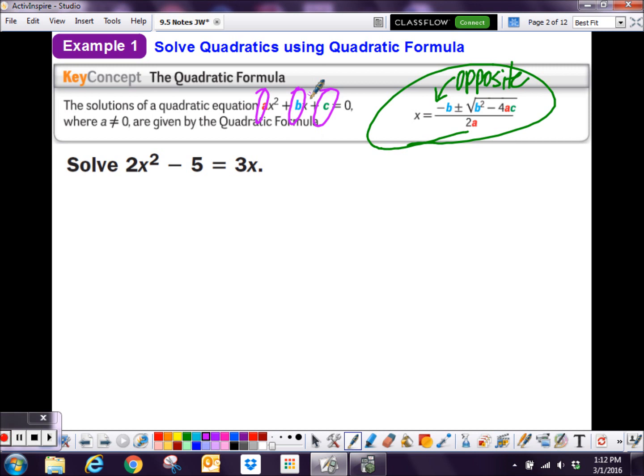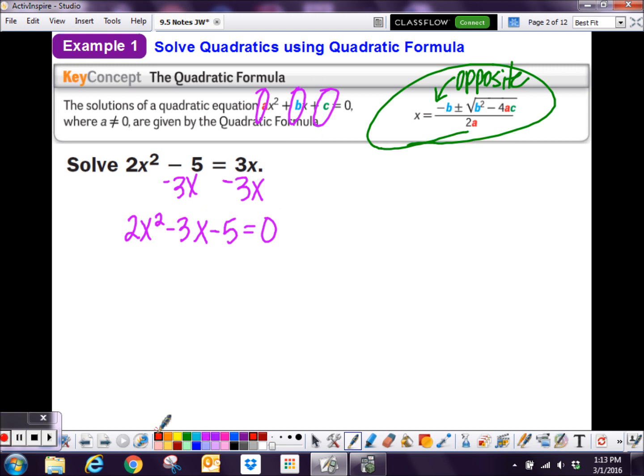All right, so let's look at this. We have solve 2x squared minus 5 equals 3x. We're going to have to move this 3x over, so subtract it before we do anything. We still have to get it set equal to 0 first. So that gives me 2x squared minus 3x minus 5 equal to 0.